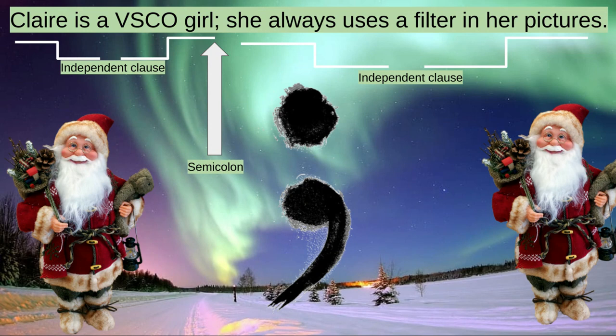And you got it. That one was pretty easy. You have your first independent clause, Claire is a VSCO girl. Second independent clause, she always uses a filter in her pictures. And if you notice, it's brought together by a semicolon.